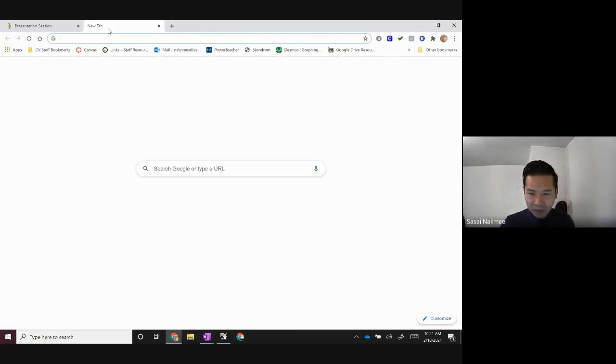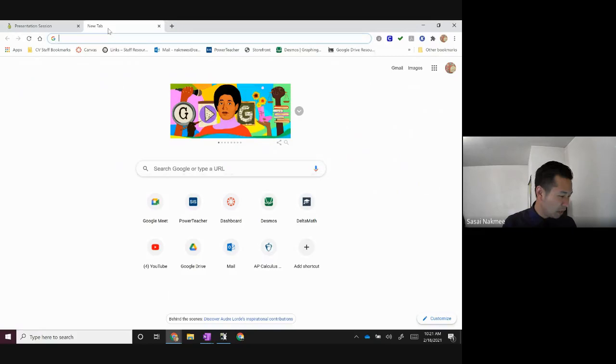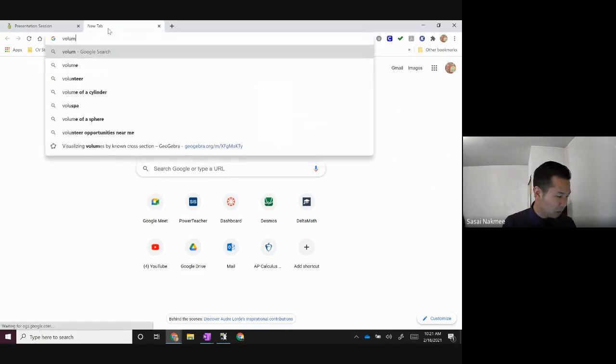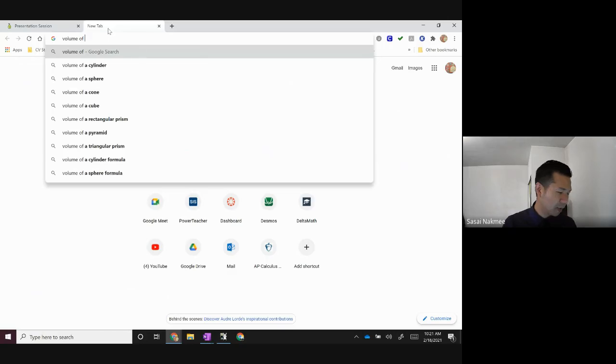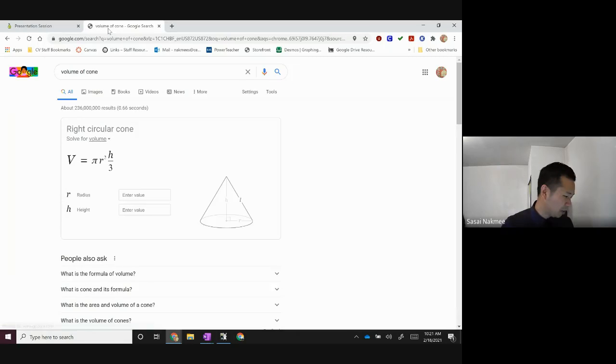Search it up. You just type this out: volume of, it's not a cube, it's a cone. Volume of a cone. And there's the equation right there. Volume of a cone is equal to pi r squared times the height divided by 3. I don't like writing the h over 3 like that. I like writing the 1/3 in front.